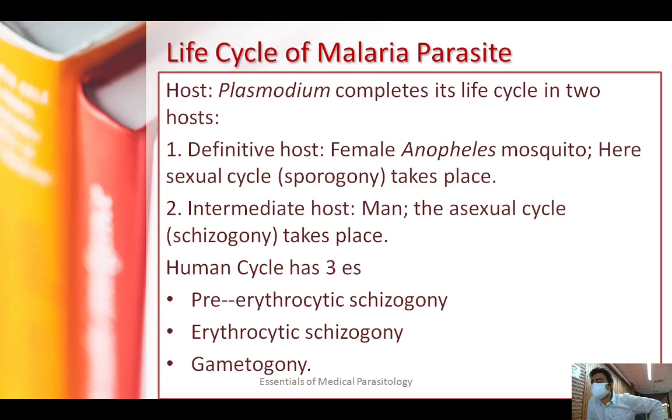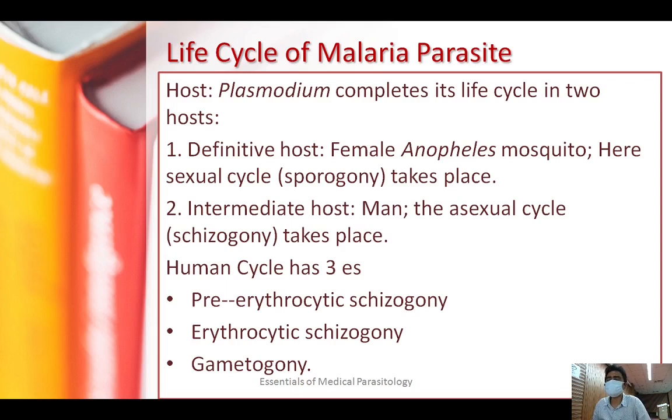We call it a definitive host whenever the sexual cycle occurs in the host. If an asexual cycle occurs, then it is known as the intermediate host. So humans are the intermediate host, because the asexual cycle takes place here.